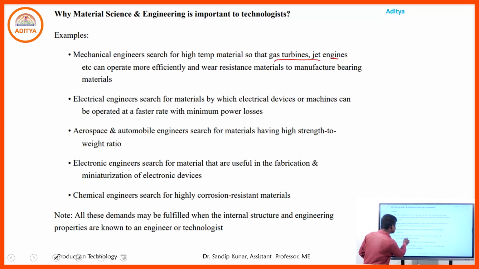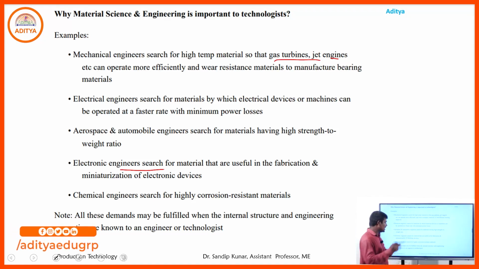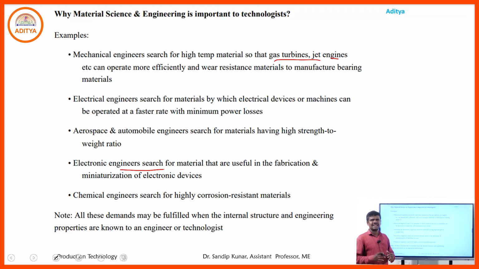Electronic engineers also search for materials for comfortable electronic parts, meaning miniaturized parts that will be portable and more sophisticated for applications. So electronic engineers search for materials used in the electronics sector. Chemical engineers search for corrosion resistant materials, meaning materials that avoid rusting, and they use them for their particular applications.